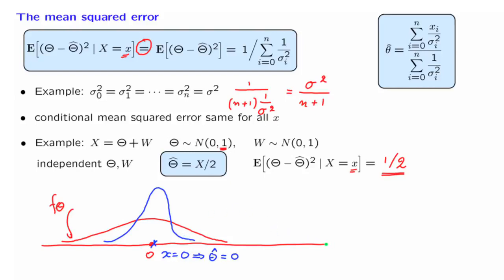But what if I happen to obtain a measurement that's somewhere out here? In this case, my estimate is going to be 1/2 of what I observed. It's here. And the posterior PDF of theta is going to be a normal PDF that's centered around this point and has the same variance, 1/2. So, in some sense, this particular measurement would be thought of as a quite abnormal one.